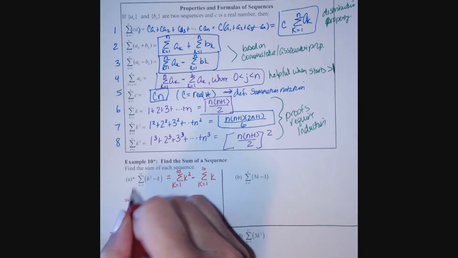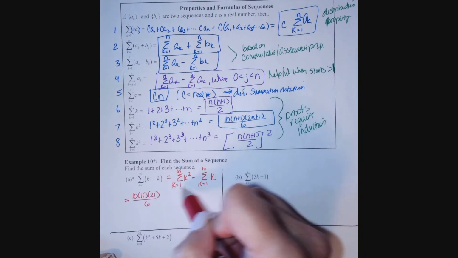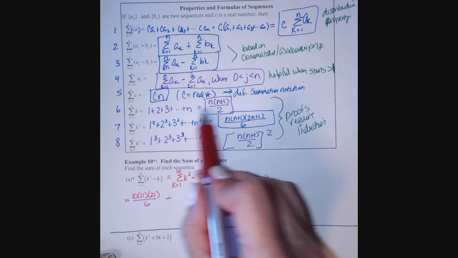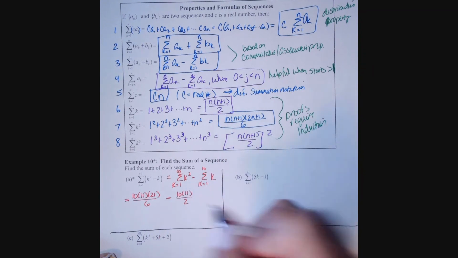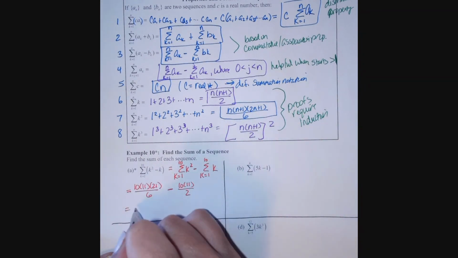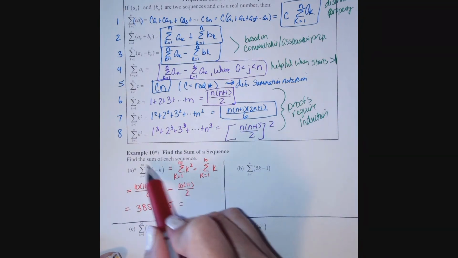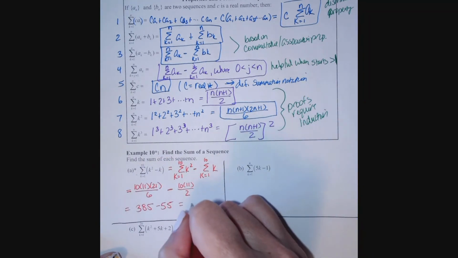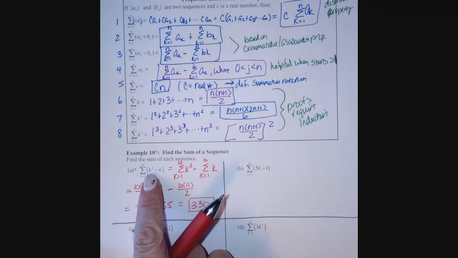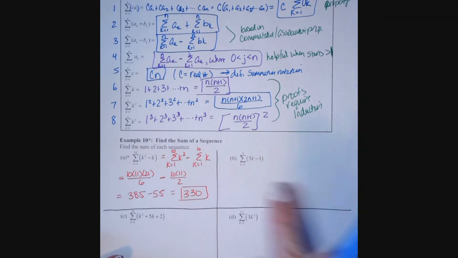So that is going to be 10 times 11 times 21 all over 6, because that is the sum of that k squared term. And then I'm going to subtract the sum of k, and that shortcut is number 6. So I have 10 times 11 over 2. Well, when I plug that into my calculator, this first term gives me 385 minus the second sum, which is 55. So the sum of the original sequence is going to be 330. See how much easier that was than going through 1 to 10 and finding each of those 10 terms and adding them together.